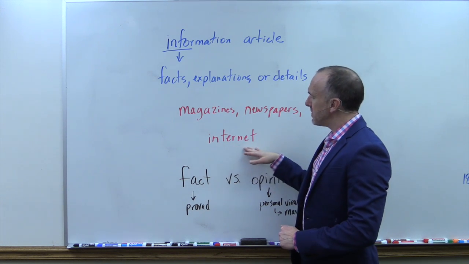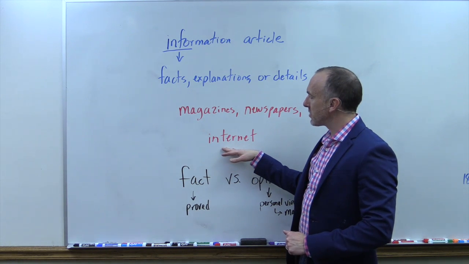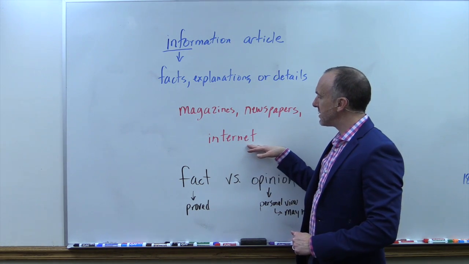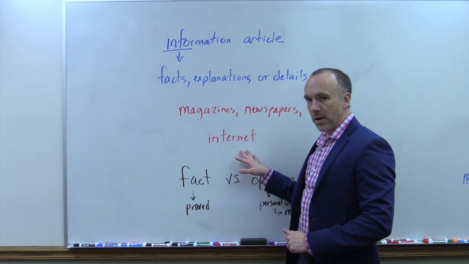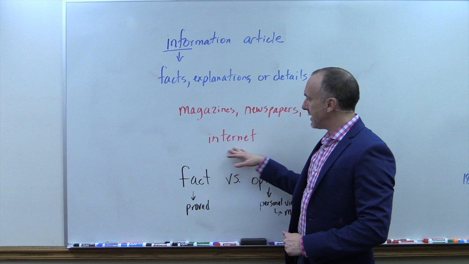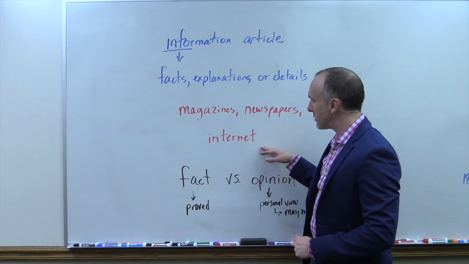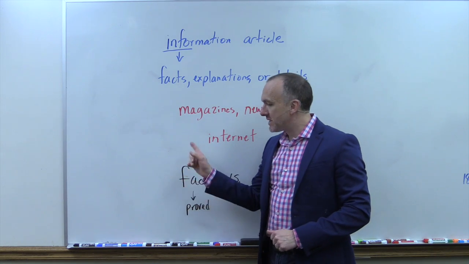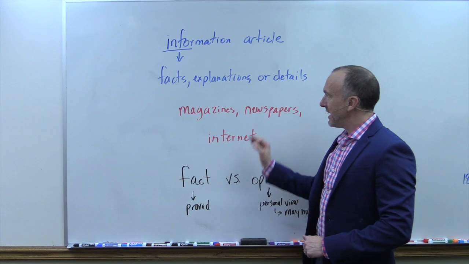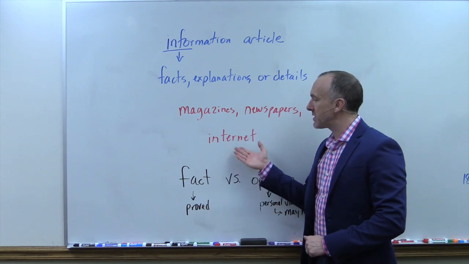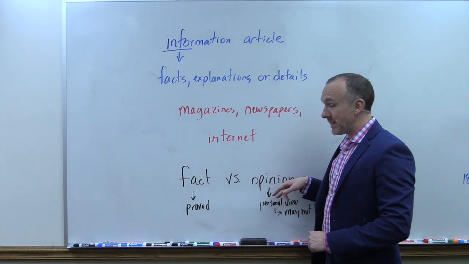And this is actually becoming very common in today's world, to read information articles that provide facts, explanations, or details about a topic on the internet. So don't feel like it has to be paper or something like that. It can be on the internet, and we're probably moving more and more in this direction. I don't know what the future holds. But it's very important that you remain aware that information presented in magazines, newspapers, and the internet can be fact or might include some opinion.